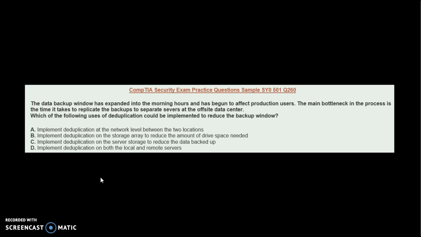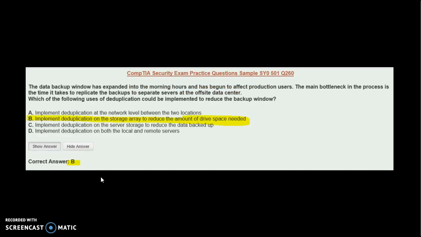Alright, the data backup window has expanded into the morning hours and has begun to affect production users. The main bottleneck of the process is the time it takes to replicate the backups to separate servers at the off-site data center. Which of the following uses of duplication could be implemented to reduce the backup window? That is B. Implement deduplication on the storage array to reduce the amount of drive space needed.